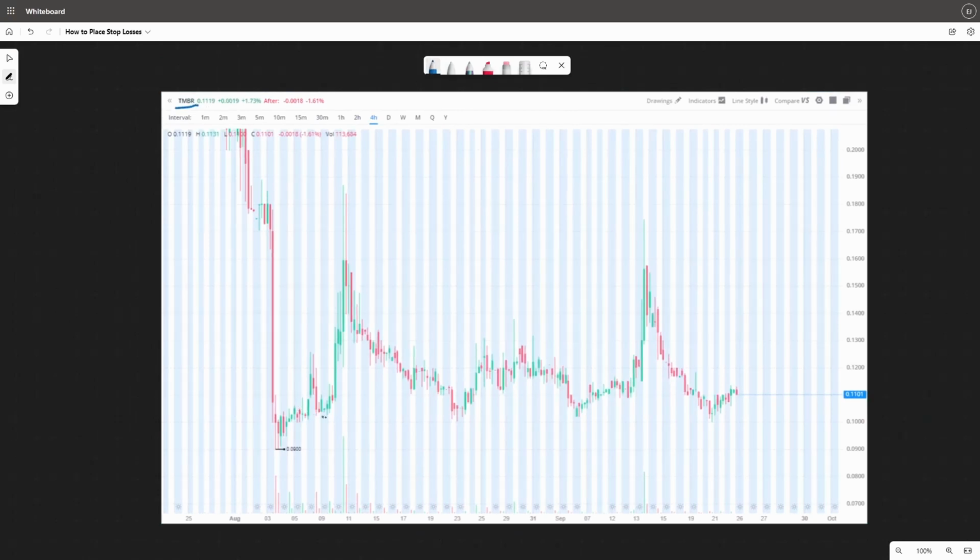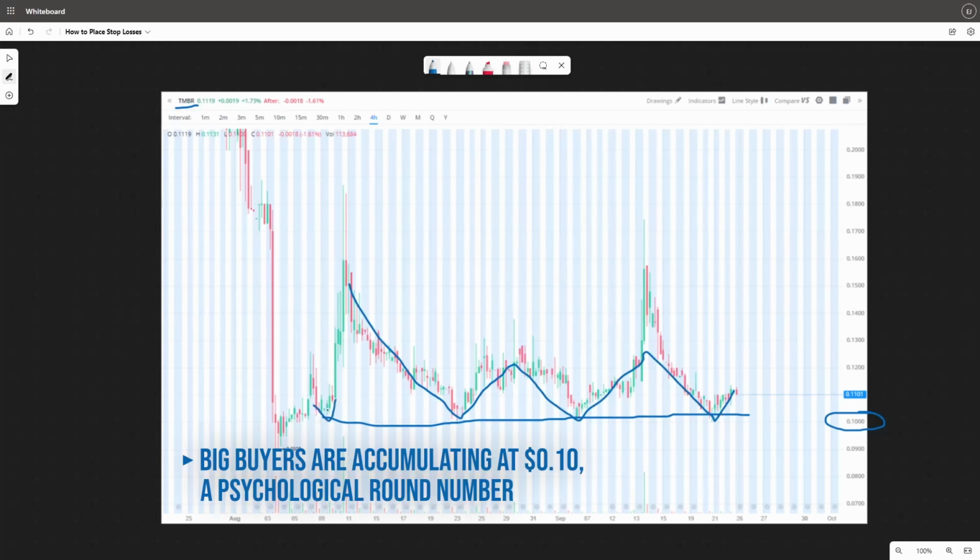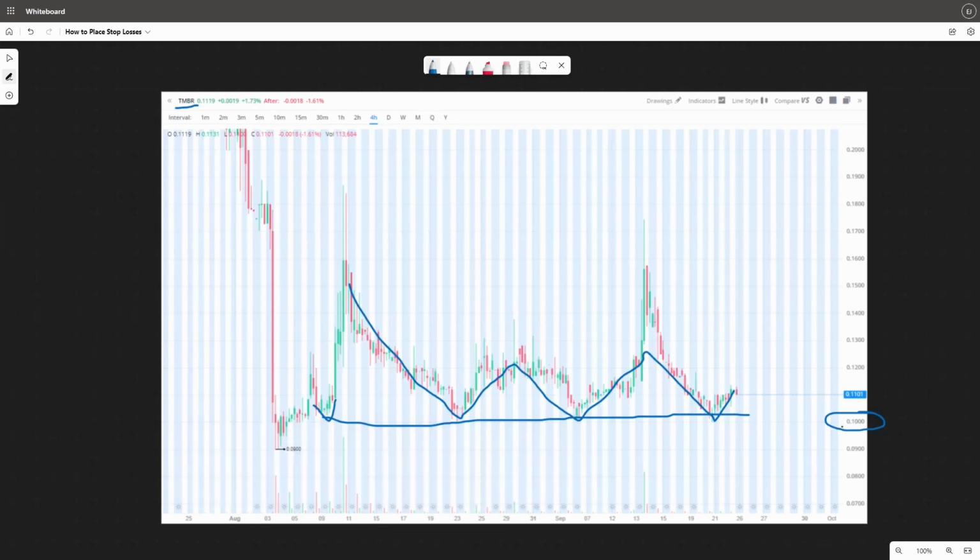TMBR, you can see that it's creating a support at the 10 cent level down here. So you can see this stock is bouncing perfectly at the 10 cent level because remember, like I said, there's big buyers at these whole number areas, right? This is the 4-hour chart for TMBR, and you can see that big buyers are slowly accumulating at this 10 cent level because big buyers are the ones that make the price move back up after it bounces off the support level. So 10 cents, huge psychological number.